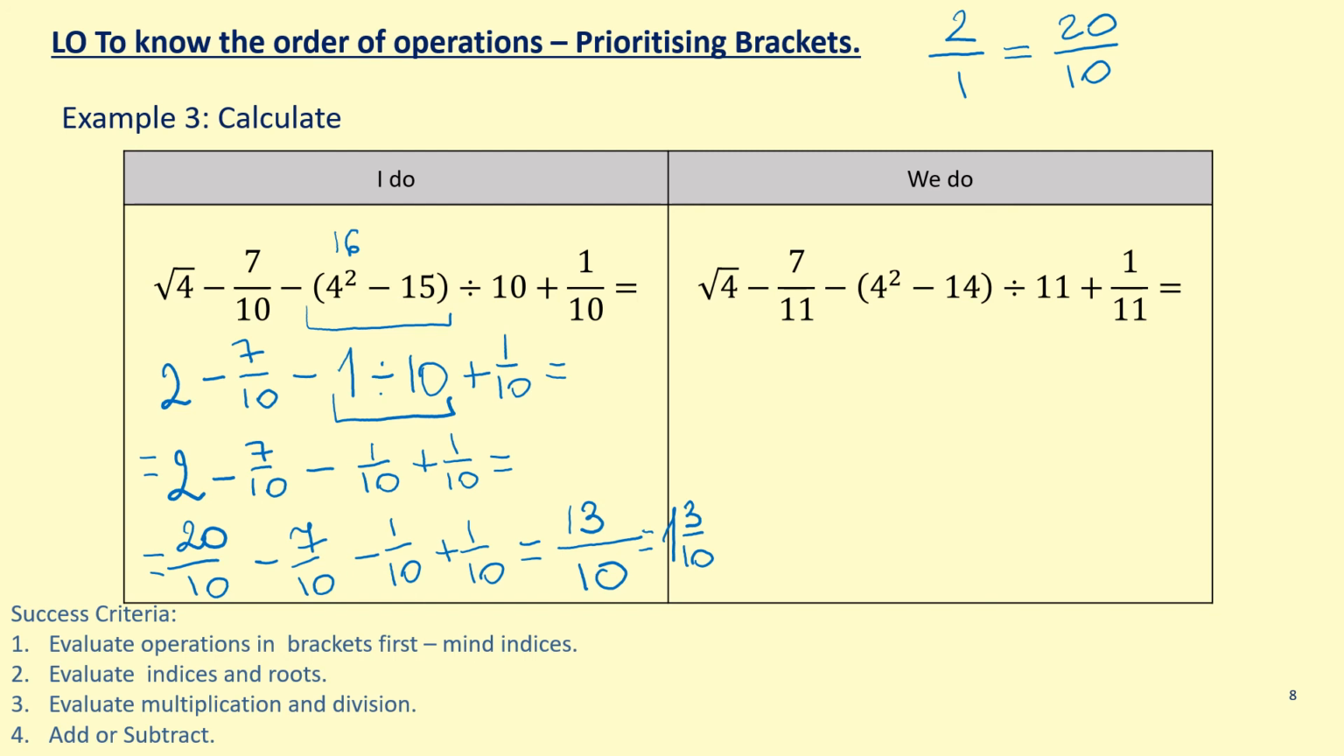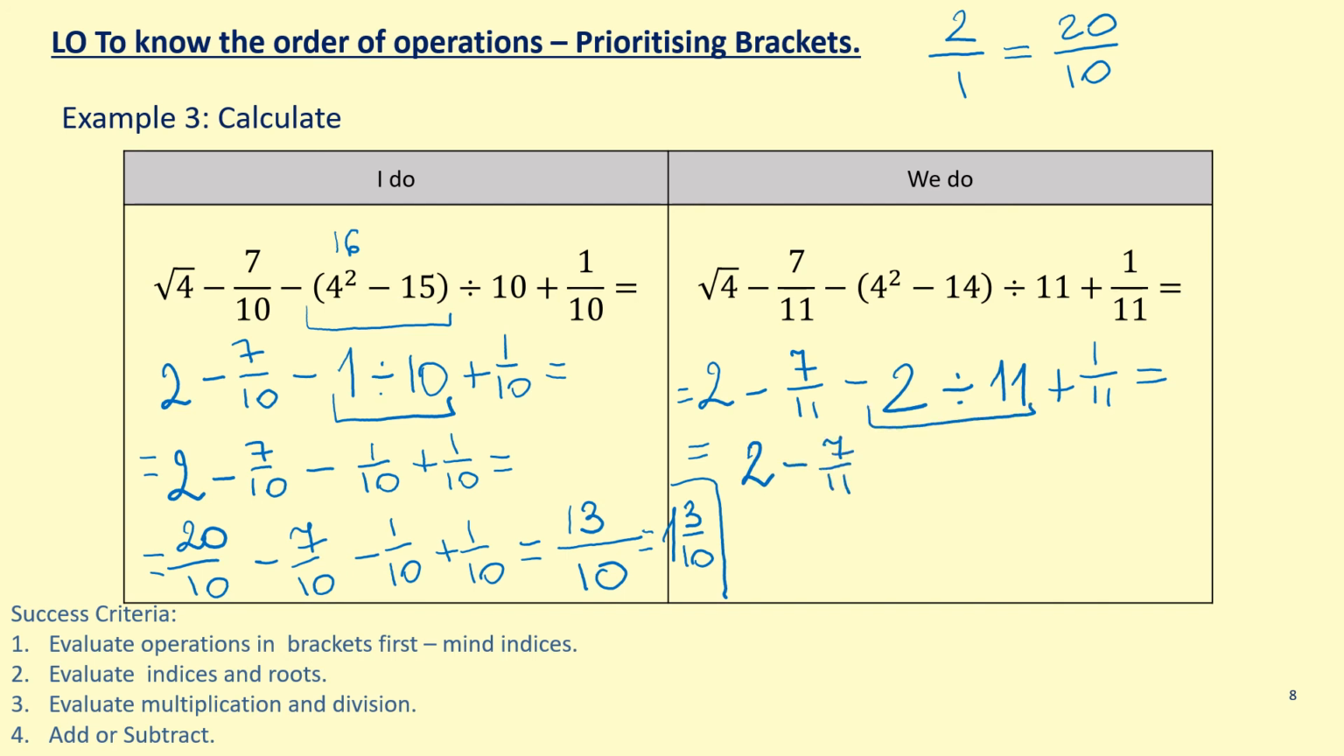Okay, so what you should have gotten here is 2 take away 7/11, take away, hold on, let me write a 7 right. 7/11 take away 16 take away 14 is 2, divide by 11 plus 1/11. So this is equal to 2 take away 7/11. I need to do the division first, so that's minus 2/11 plus 1/11.